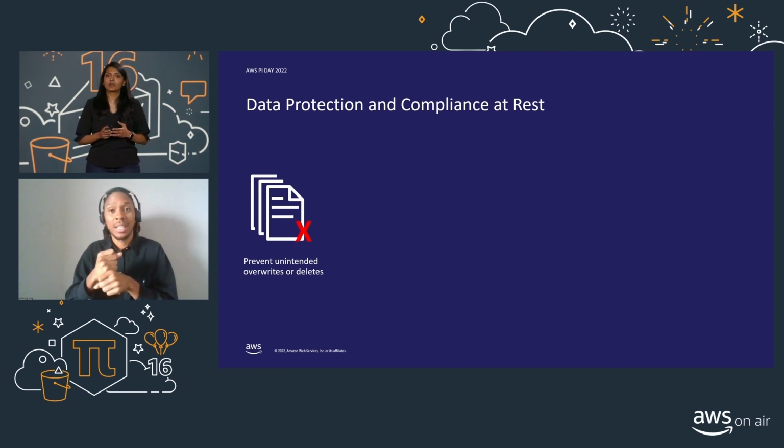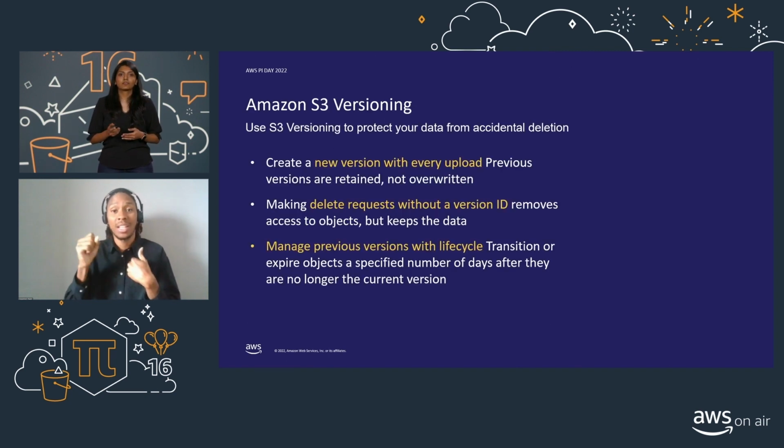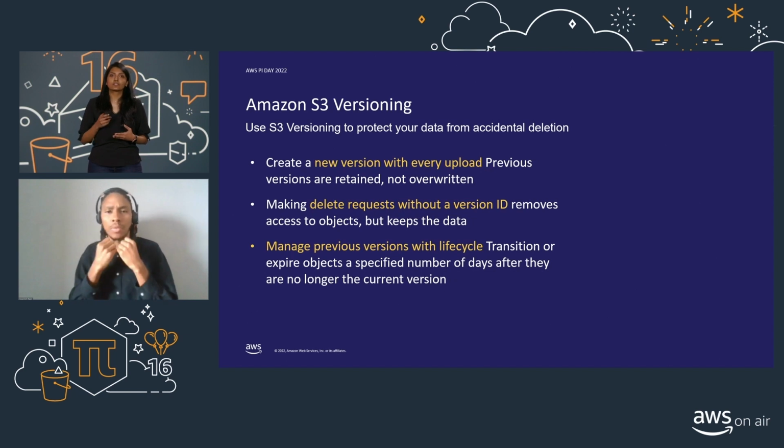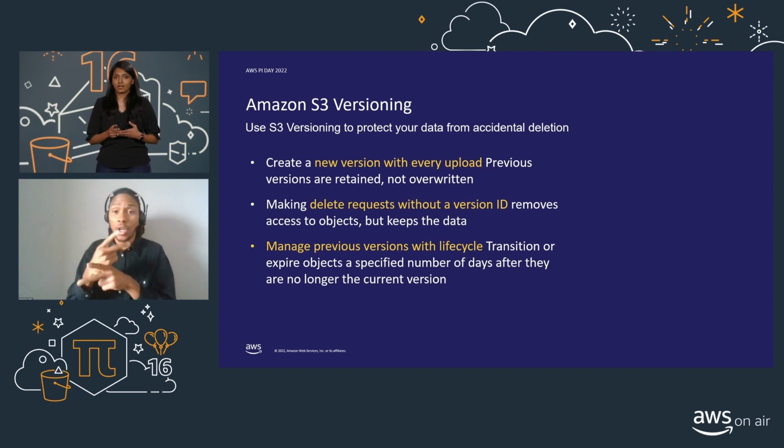However, this does not protect your software from accidentally overwriting or even deleting these objects. So how can you protect against this behavior? A feature called versioning on S3 is an excellent answer to that question. Versioning is a powerful tool on S3 for data protection, and you can use it to preserve and retrieve every version of every object in your S3 bucket.